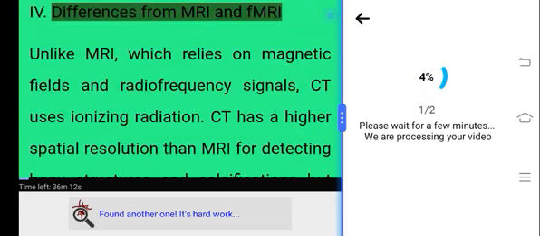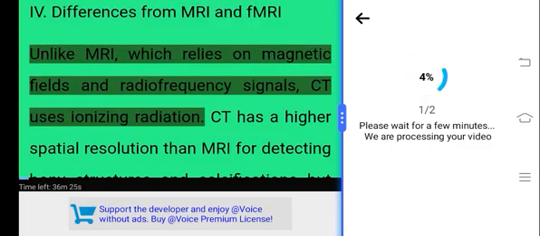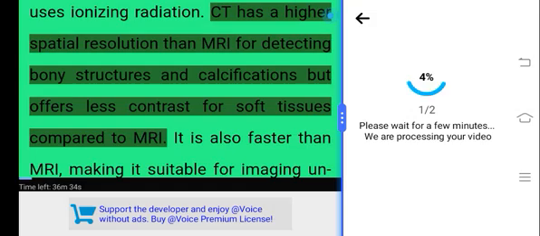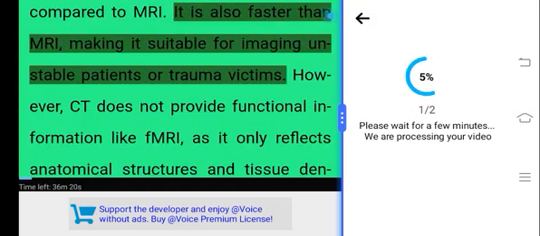4. Differences from MRI and fMRI. Unlike MRI, which relies on magnetic fields and radiofrequency signals, CT uses ionizing radiation. CT has a higher spatial resolution than MRI for detecting bony structures and calcifications but offers less contrast for soft tissues compared to MRI. It is also faster than MRI, making it suitable for imaging unstable patients or trauma victims.